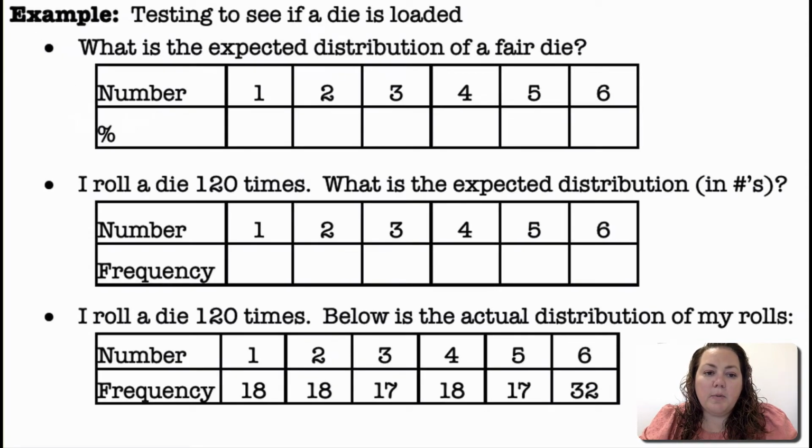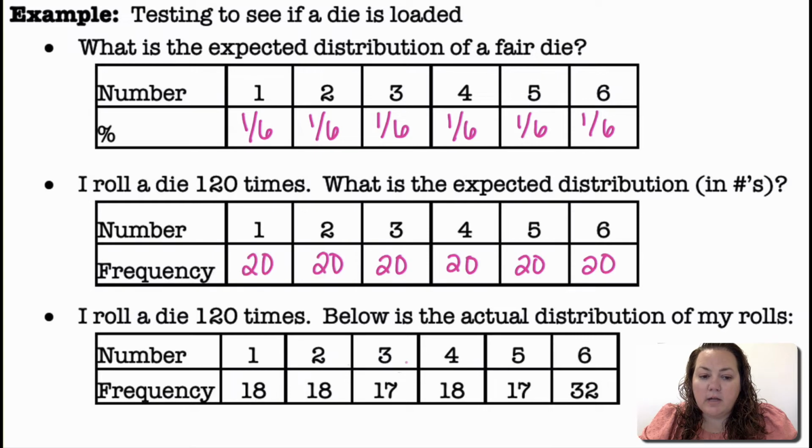All right, an example, testing to see if a die is loaded. What is the expected distribution of a fair die? If a die is fair, we expect to roll a 1, 2, 3, 4, 5, and 6 equally, so 1 out of 6. I roll a die 120 times. What is the expected distribution in the number? So how many times would I expect to get a 1, a 2? 1/6 of 120 is 20 each.